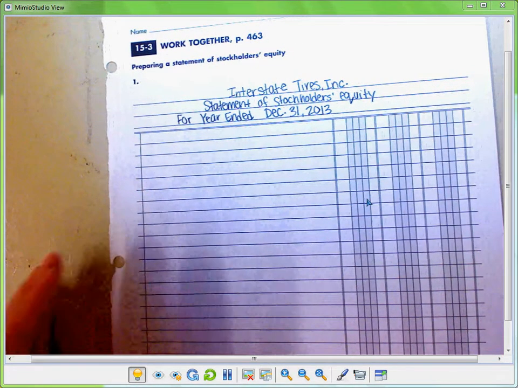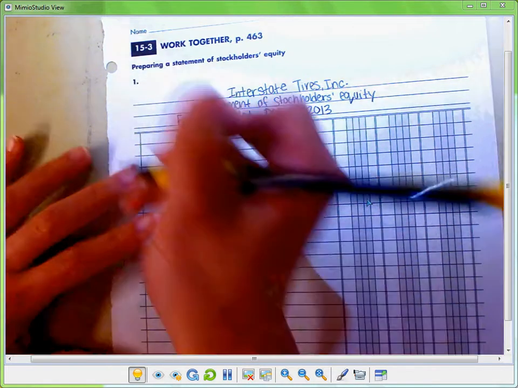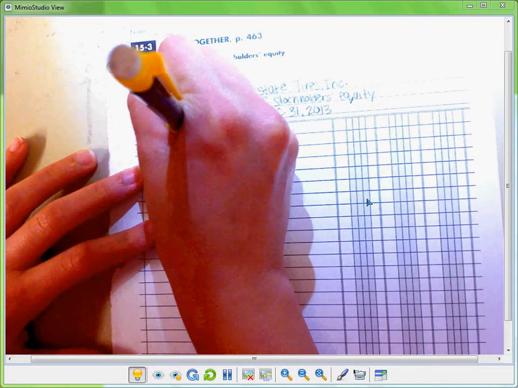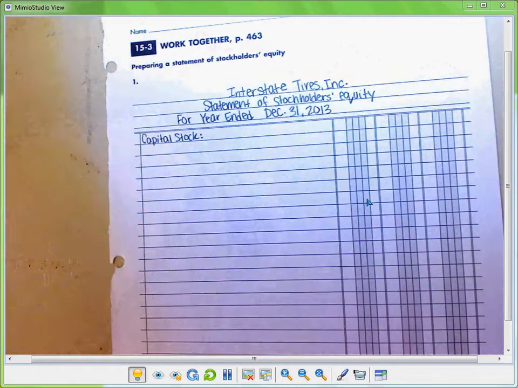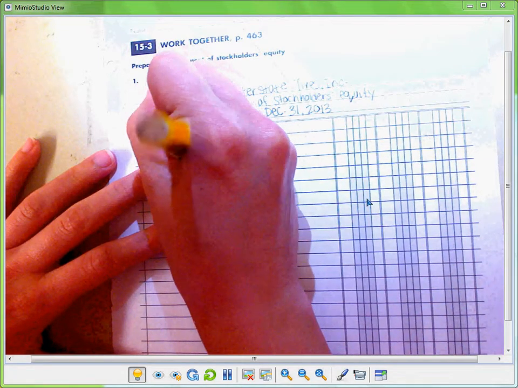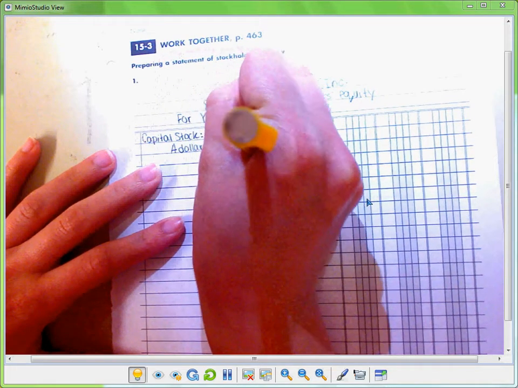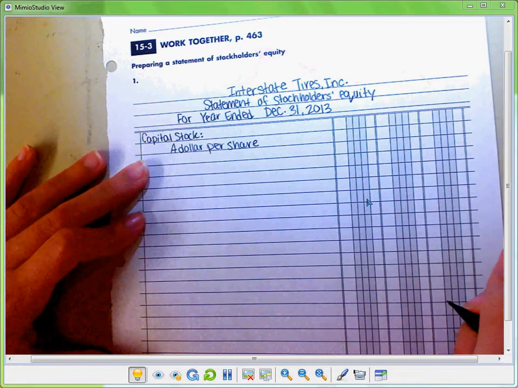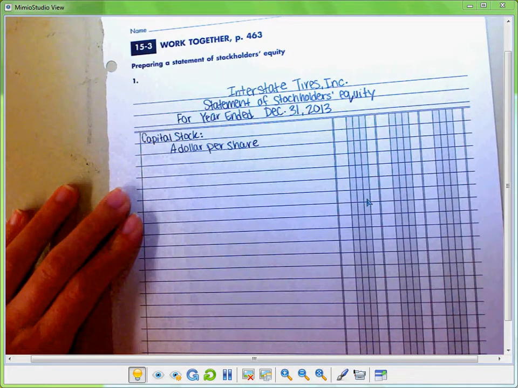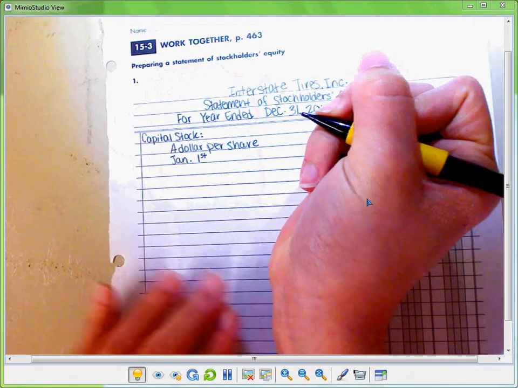Okay, then our first line will be capital stock colon. Skip one. Our second line indented will be $1 per share. Then our next line indented, January 1st, 100,000 shares issued.